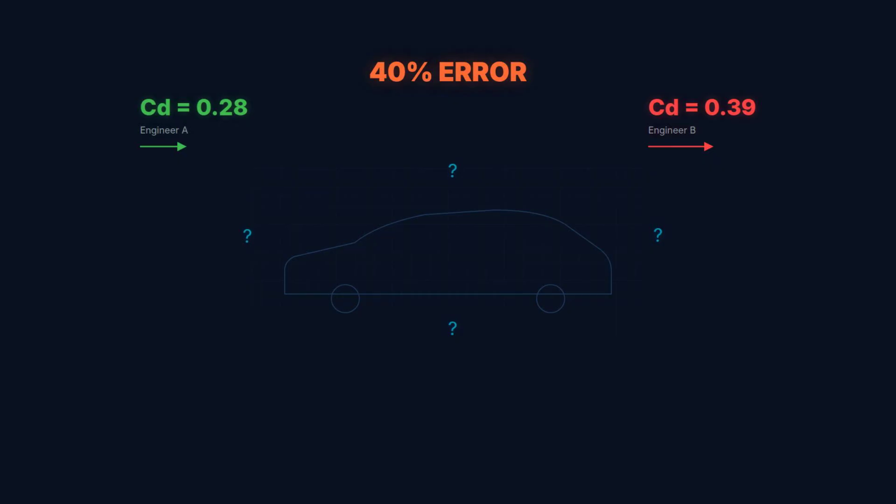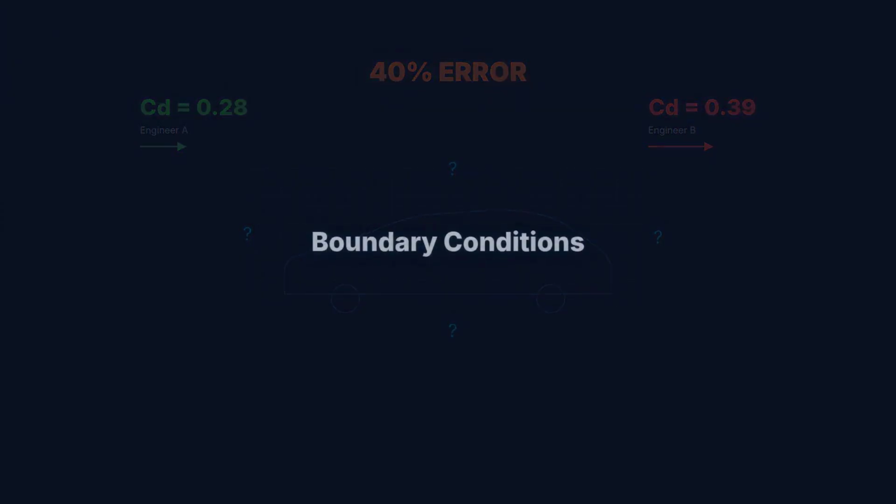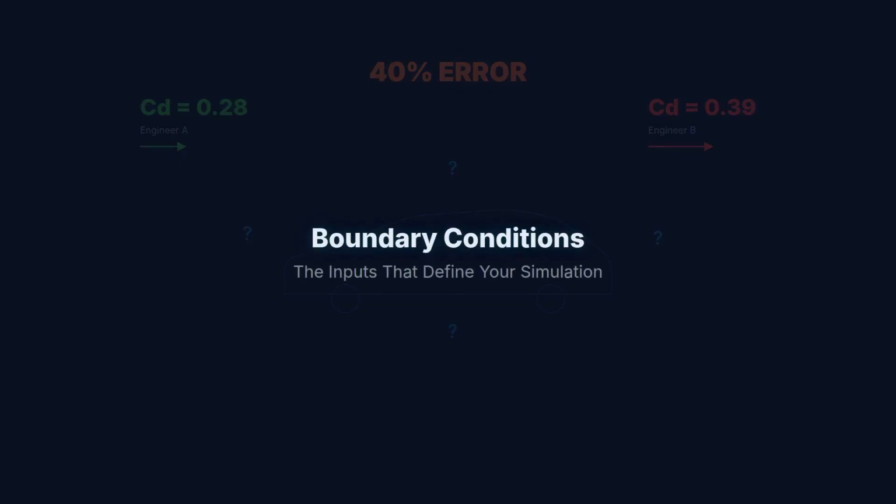In 9 minutes, you will understand every major boundary condition type: inlet, outlet, wall, symmetry, and periodic. What each one does, when to use it, and the mistakes that silently corrupt your results. Later, I will show you the one outlet setting that causes most convergence failures.